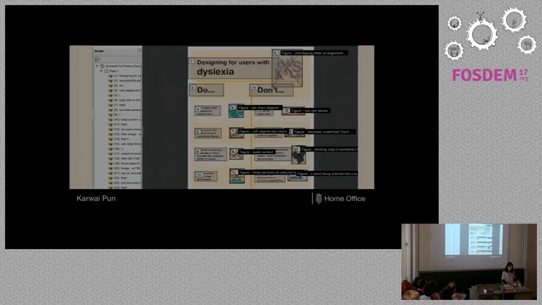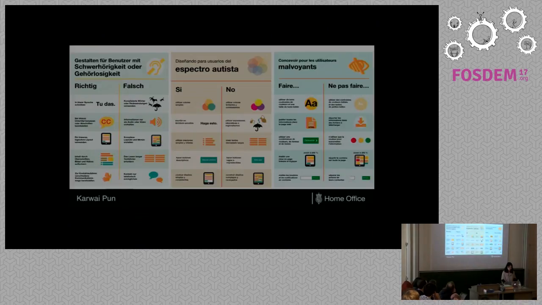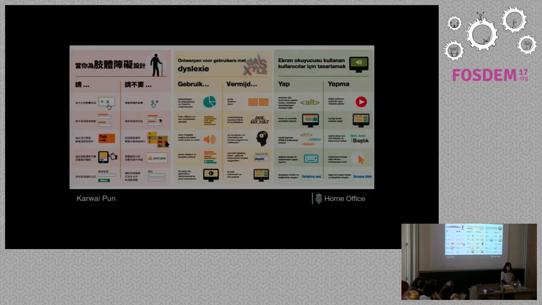So another way of making these posters accessible is offering them up to be translated so they can be accessible in other languages. And so far, currently in our GitHub repo, we have 5 different translations, and there's a 6th that's coming along. So we have translations in German, Spanish, French, Chinese, Dutch, and we're reviewing Turkish at the moment.